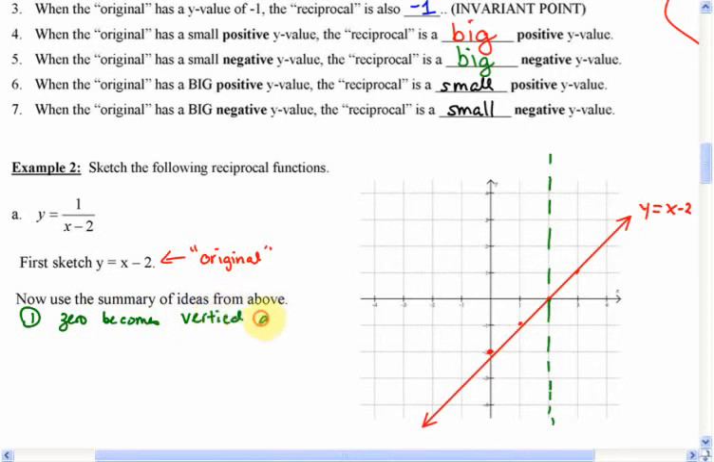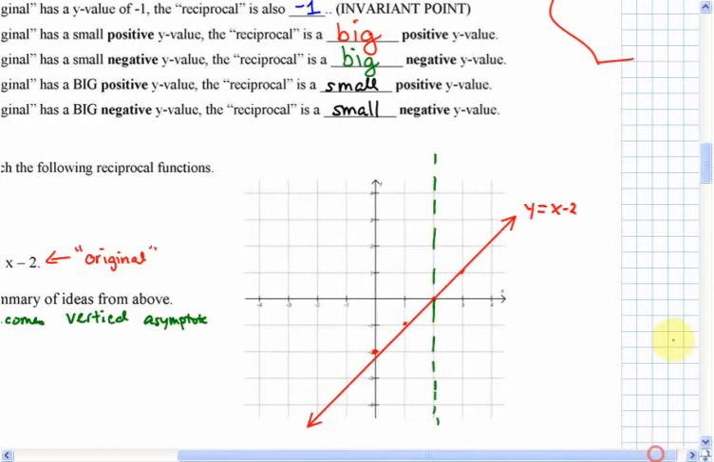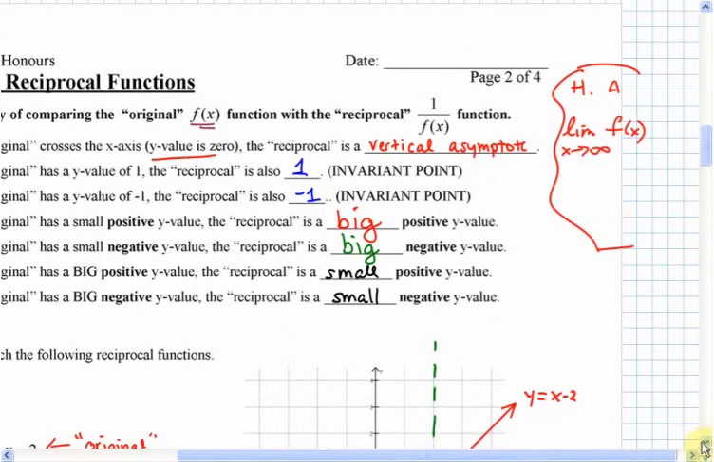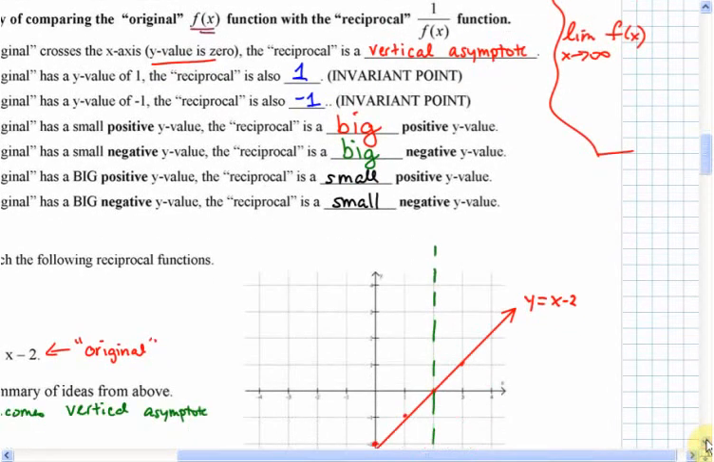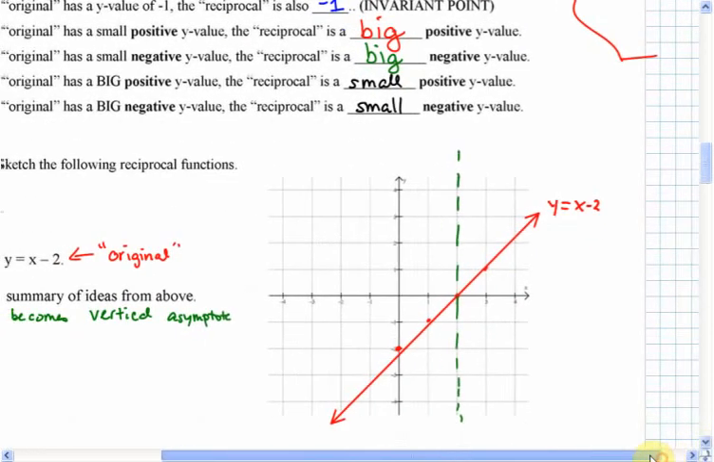Wait, Mr. Lee. Yes, Mr. Yu. What about horizontal asymptote? Like I said, don't worry about the horizontal ones right now. I'll show you the horizontal one later, but technically, horizontal asymptotes are not part of the regular Math 11 curriculum, okay?